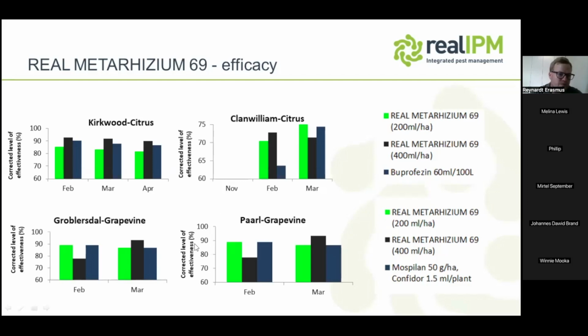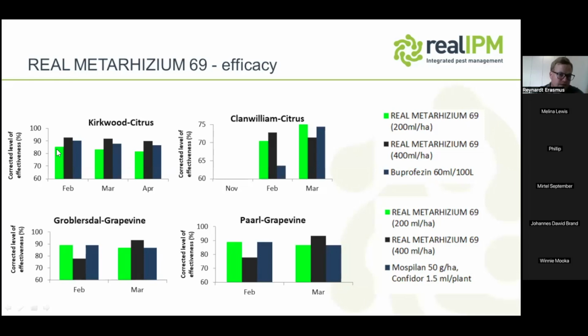On the y-axis, we have the corrected level of effectiveness as a percentage value, and on the right, you can see the key, where the green columns are real Met69 at the rate of 200 milliliters per hectare, the middle column being real Met69 at a rate of 400 milliliters per hectare, and then the standard registered chemical product, in this case, buprofezin, at a rate of 60 ml per 100 liters.